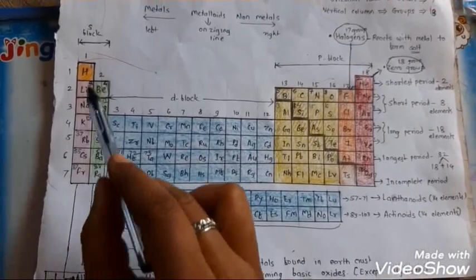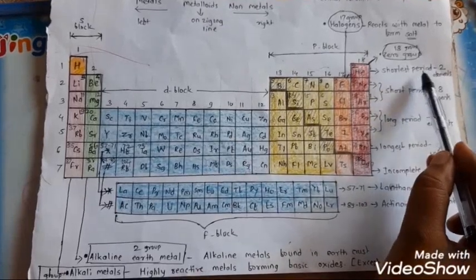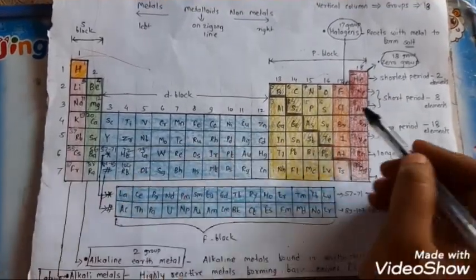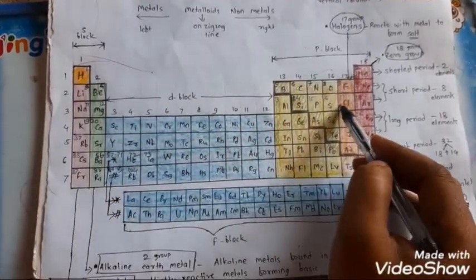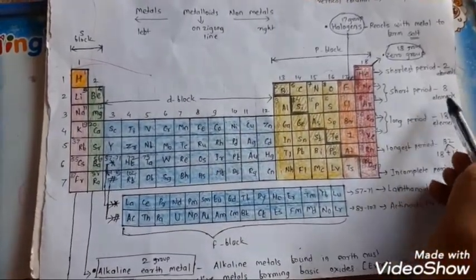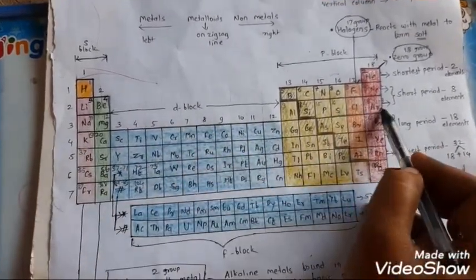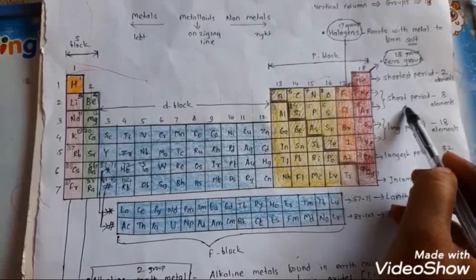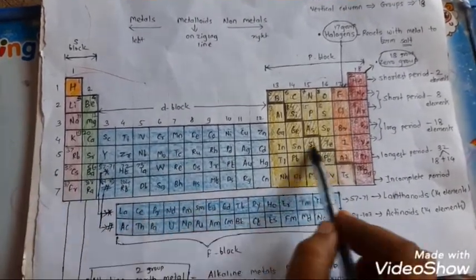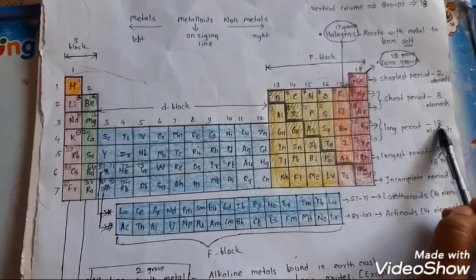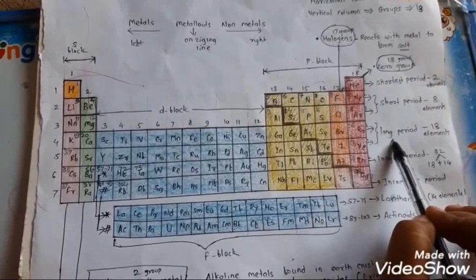If you see, the first period contains only 2 elements. That's why it is known as the shortest period. The second and third periods both contain 8 elements each. That is, the second has 8 elements and the third has 8 elements. That's why they are called short periods. Period number 4 and period number 5 each contain 18 elements. That's why they are called long periods.